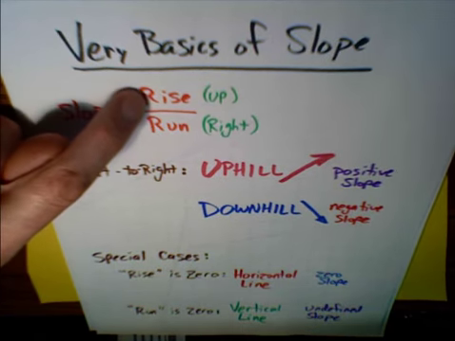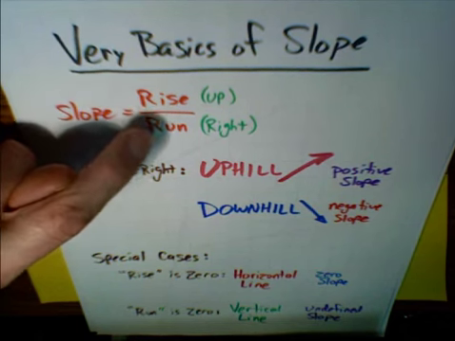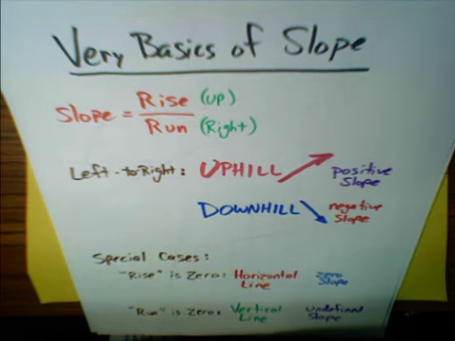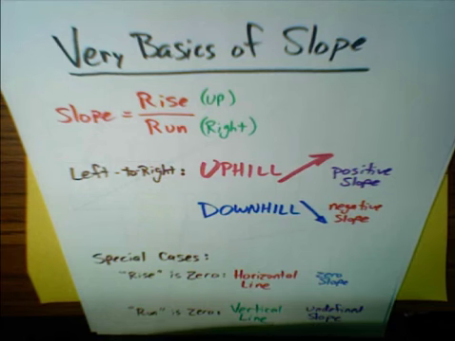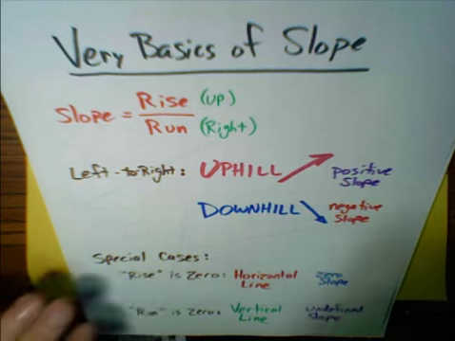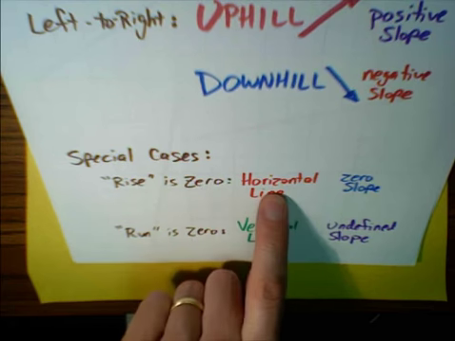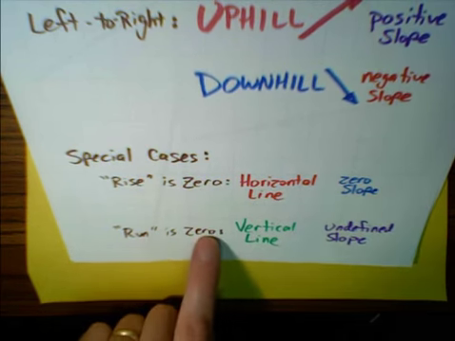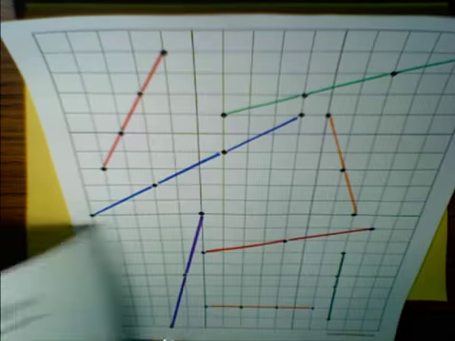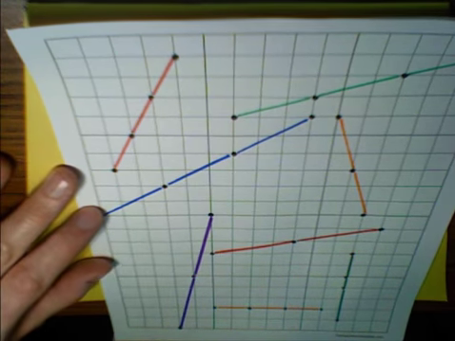If we rise as much as we want, but we run 0, we are dividing by 0. You are not allowed to divide by 0. It is undefined. It is not 0. It's not nothing. It is undefined. So, when we rise 0, we get a horizontal line with a 0 slope. When we run 0, we get a vertical line with an undefined slope. Let's take a look at some examples, and we'll actually calculate these.